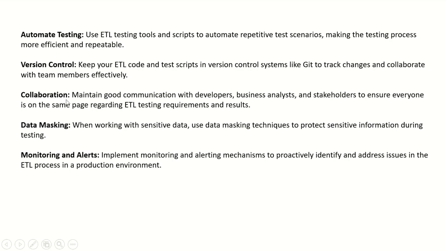Collaboration is the next tip. Maintain good communication with developers, business analysts, and stakeholders to ensure everyone is on the same page regarding ETL testing requirements and results. Data masking. When working with sensitive data, use data masking techniques to protect sensitive information during testing. And the final one is monitoring and alerts. Implement monitoring and alert mechanisms to proactively identify and address issues in the ETL process in a production environment.